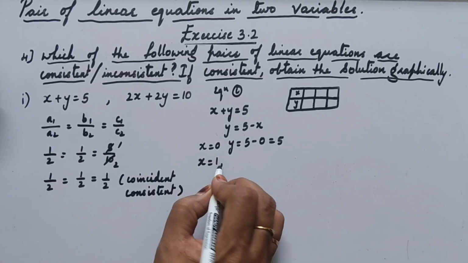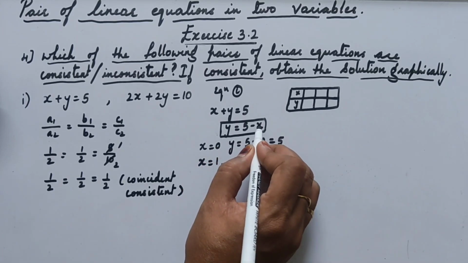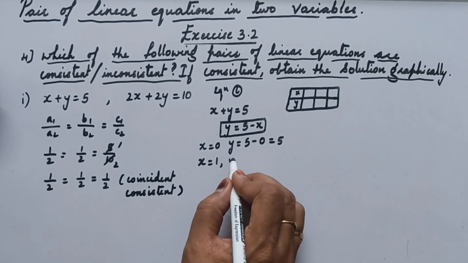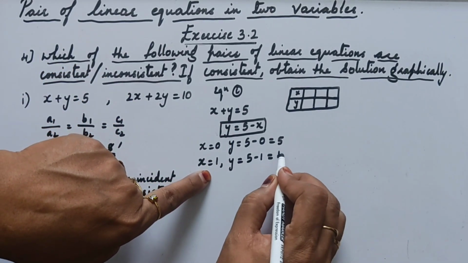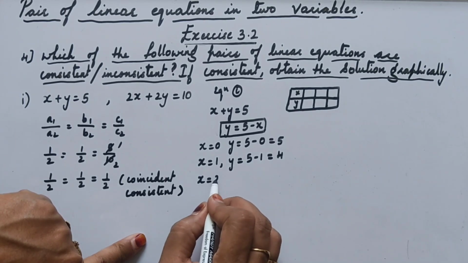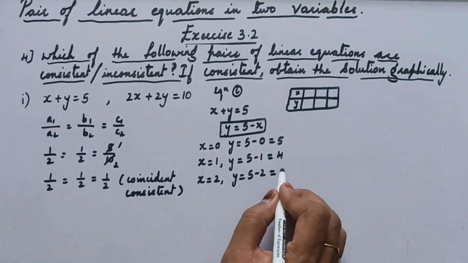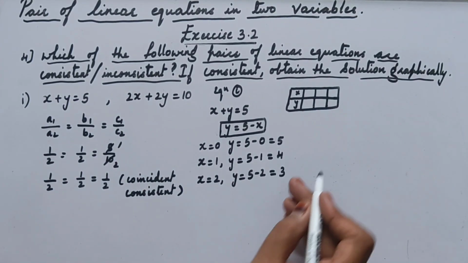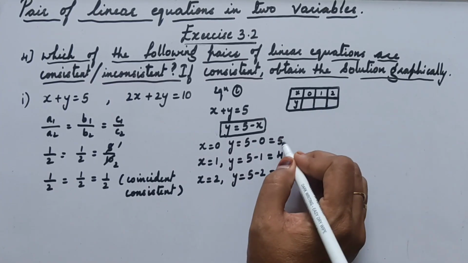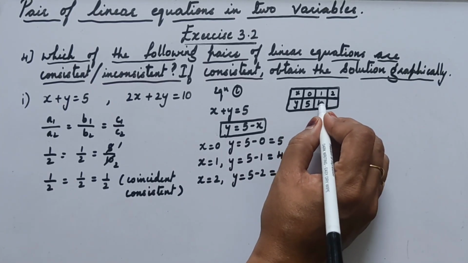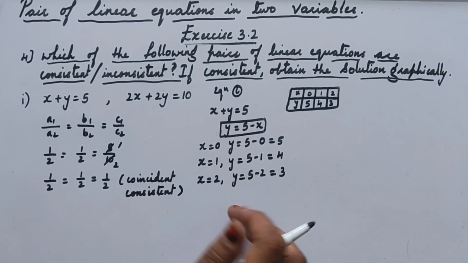If x equal to 1, so this is the main equation. We'll just put the values of x in this equation. y equal to 5 minus x, the value is 1, which is equal to 4. Now x equal to 2, so y equal to 5 minus 2 equal to 3. So we have taken the values as 0, 1, 2, and I got the answers as 5, 4, 3. So this is from equation 1.